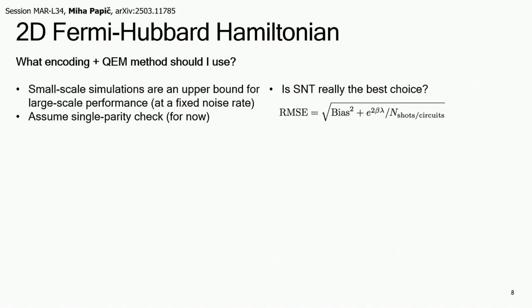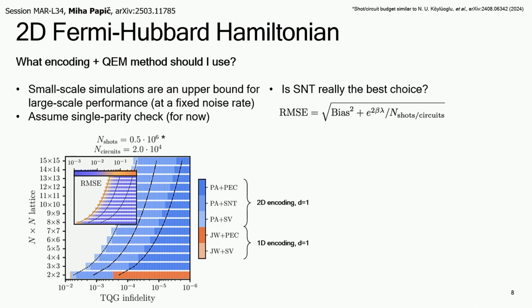The next thing that we looked at was to extrapolate these results to larger system sizes. What can we learn about those? As mentioned, the cost is going to stay the same, and the bias in small-scale simulation at a fixed noise rate is just an upper bound for the performance that we expect. Assuming a single parity check at the end of the circuit for now, we're going to compare different encodings and different error mitigation method combinations in terms of this root mean squared error measure, which depends on the bias and also on the cost of the whole method. We gave ourselves a budget in terms of the number of shots and circuits that we can execute based on a recent preprint.